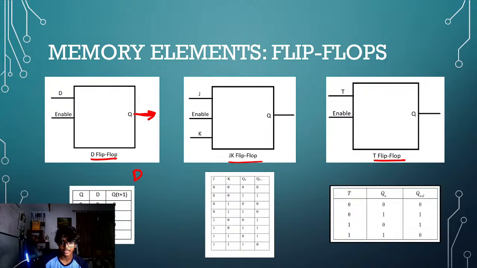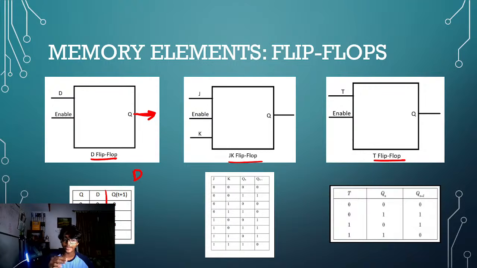So if this is my truth table for this, I want you to understand this clearly. There's Q, there's D. These are your input parameters. And there's Qt plus 1, which is your next iteration of Q, what your Q will become.